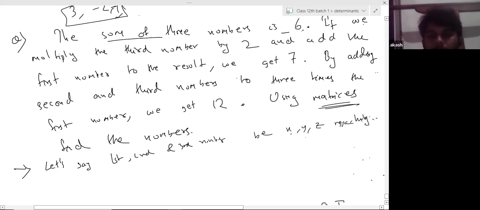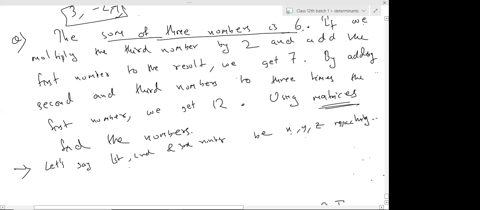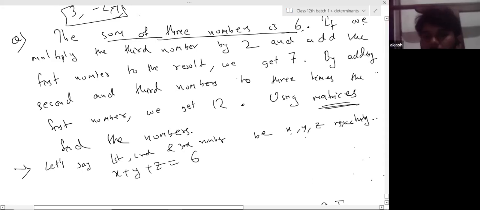Now the first equation, sum of three numbers is 6. That means what is the equation? Anyone? X plus y plus z is equal to 6. And Kusum, can you tell me what will be the second equation? If we multiply the third number by 2 and add the first number to the result, we get 7. What should I write here?